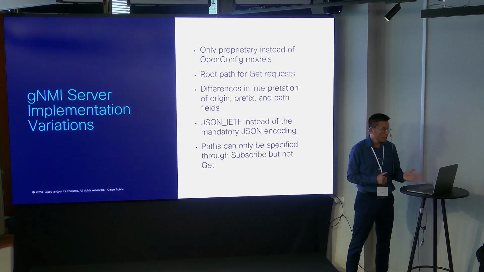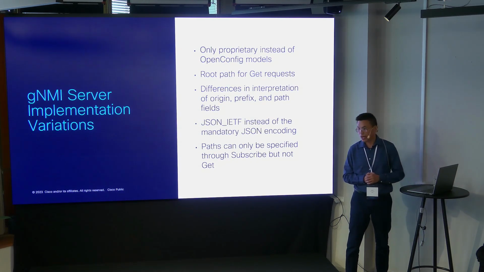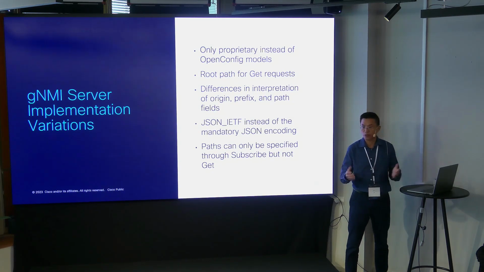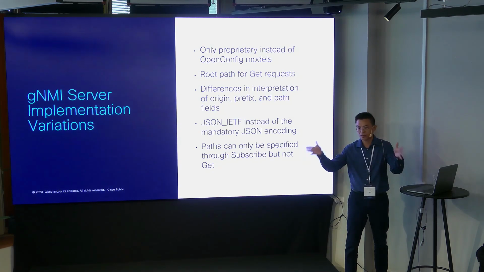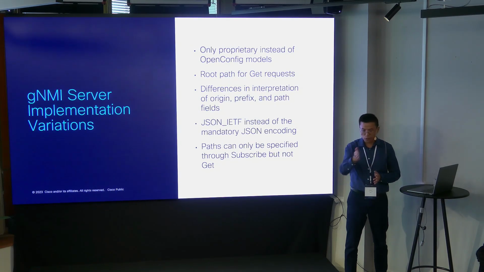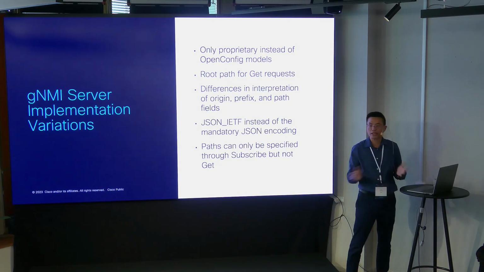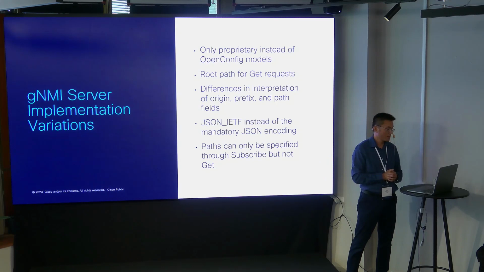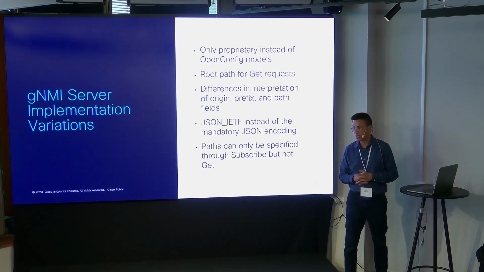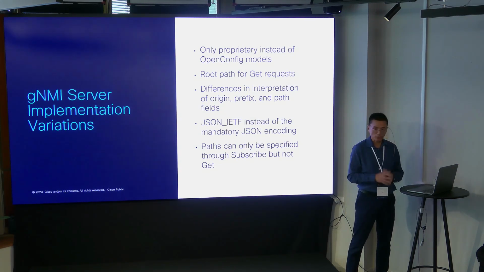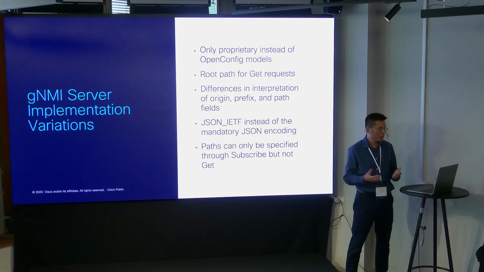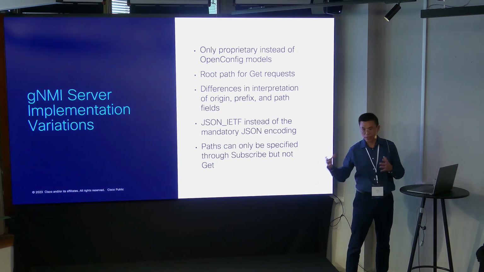And not all gNMI servers support the root path for the GET request. In some cases, when you try to gather things under the root path with the slash, what you get back is unimplemented. There are also differences in interpretation of the origin, prefix, and path fields when it comes to specifying the path. In particular, there's no standard way of disambiguating identical paths between models that are being supported by the server.